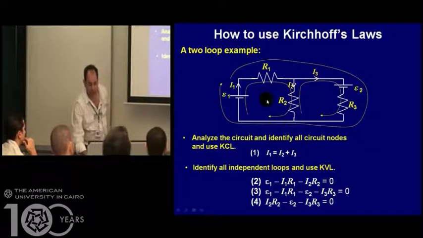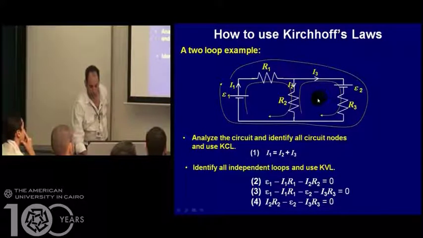For loop number 2, where should I start? I started from I2 R2. So I started from here, from that point, in loop number 2. This is a very good example in here.